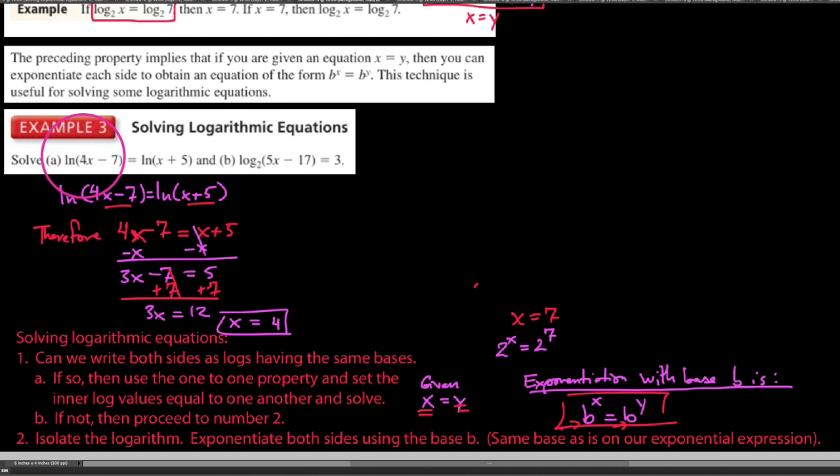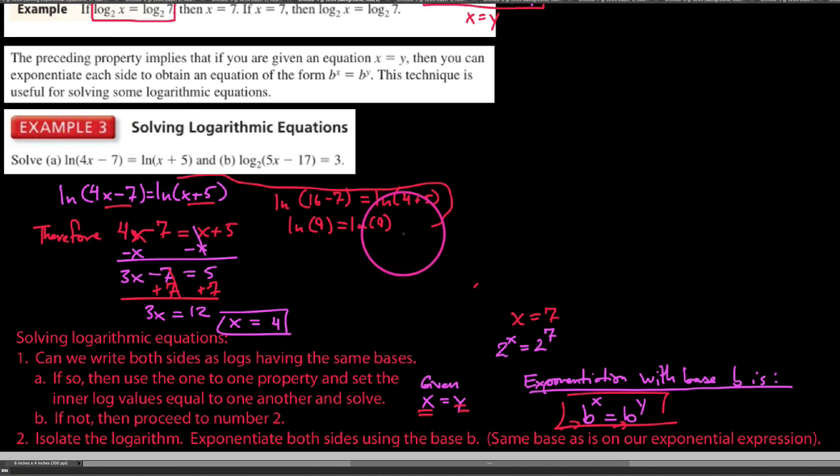And so to check this, we could go ahead and plug this back in. We'd say the ln of 4 times 4, which is 16, minus 7 is equal to the ln of x plus 5, which is 4 plus 5 here. We would get the ln of 9 is equal to the ln of 9. So I'm going to proceed through the rest of this video without checking my solutions, because I know that all of my solutions work out, but I would encourage you to do so. But let's look more at how we might solve an equation of this form.